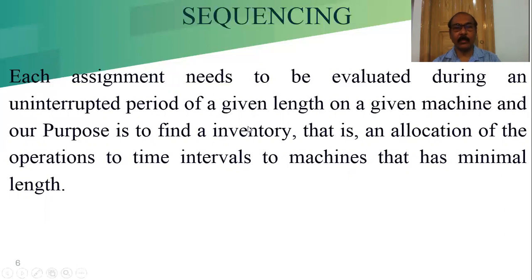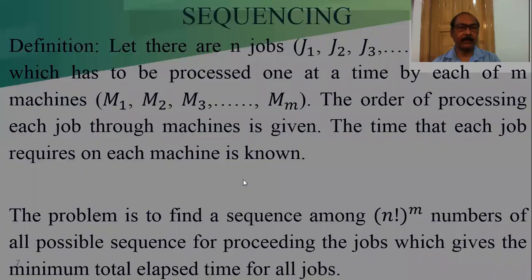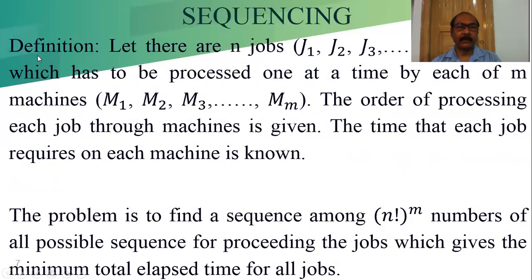The sequencing problem is also known as job sequencing. Definition: let there be n jobs J1, J2, J3, up to Jn, which have to be processed one at a time by each of m machines. That means we have n jobs and m machines. The m machines are denoted as M1, M2, M3, up to Mm. The order of processing each job through the machines is given.